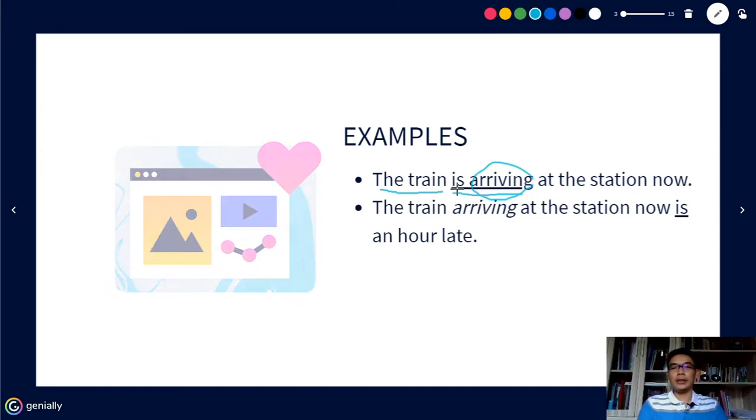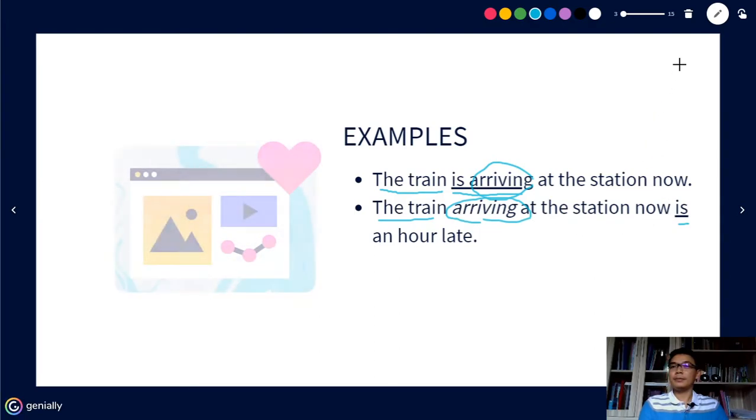Now let's take a look at the second example. The train arriving at the station now is an hour late. Still the same, this is the subject. And this is the present participle, arriving. And this is the verb. Wait, okay. Is the word arriving a part of the verb or is it an adjective? Let's analyze. Does it have forms of be here? Can you see is, am, are, was, or were there? No. So the present participle here is an adjective and this is the verb.